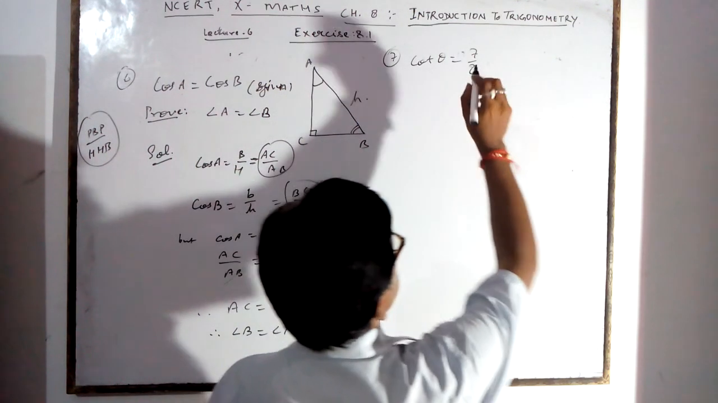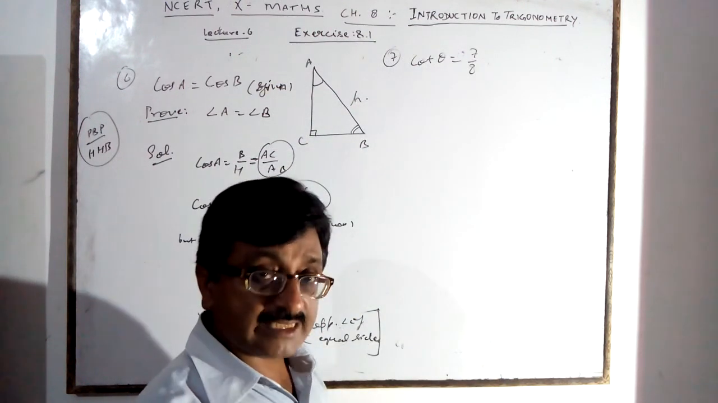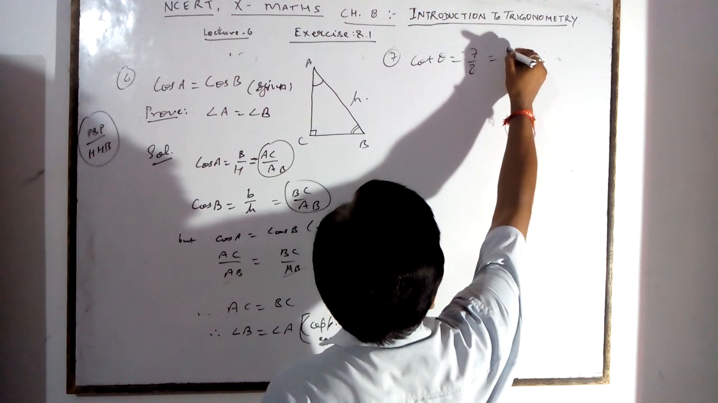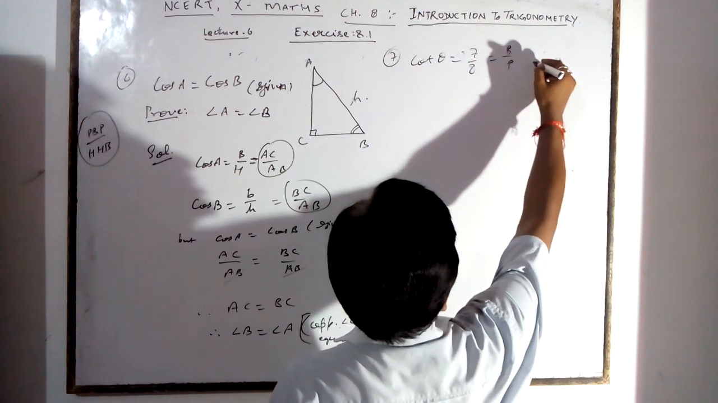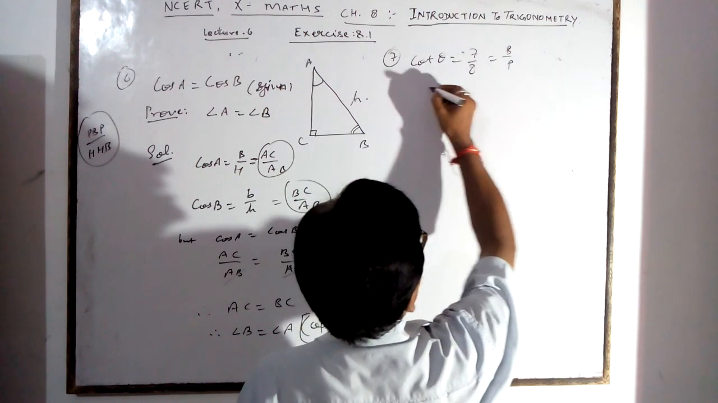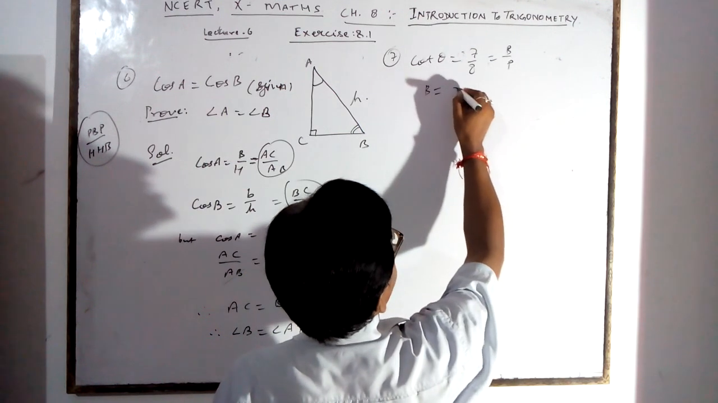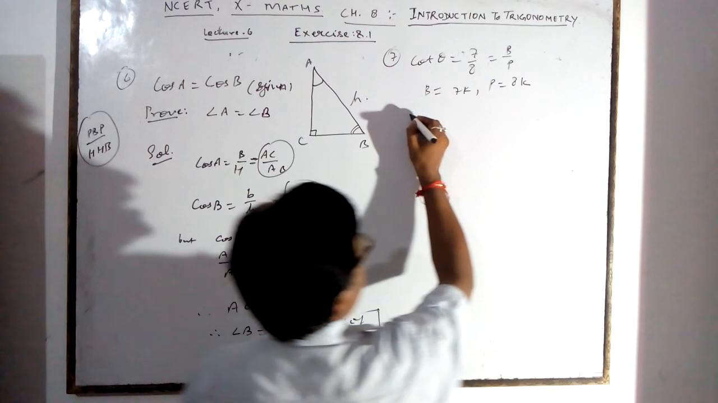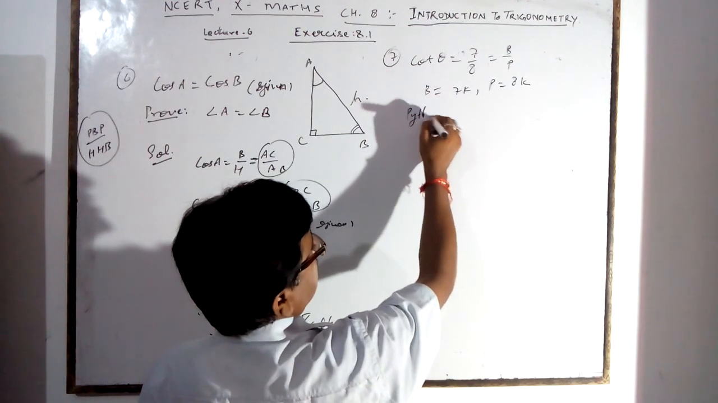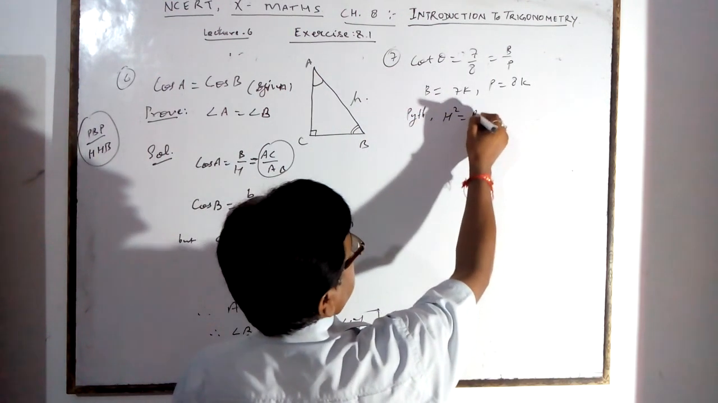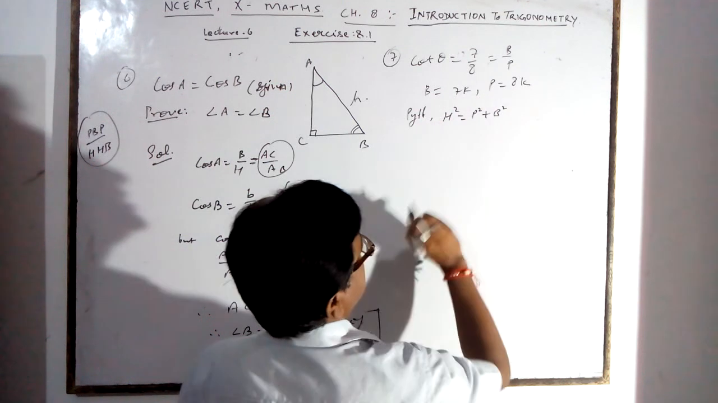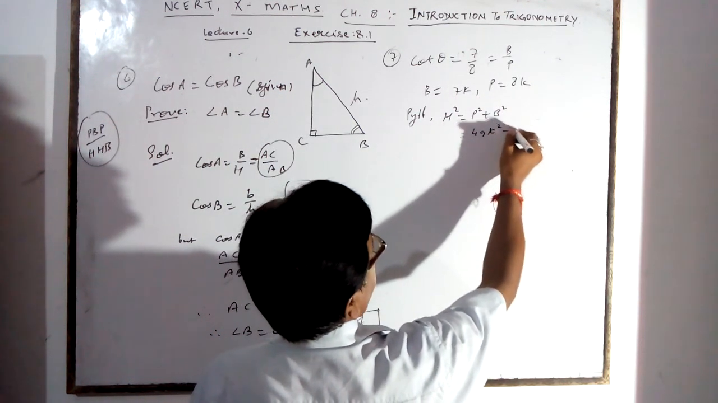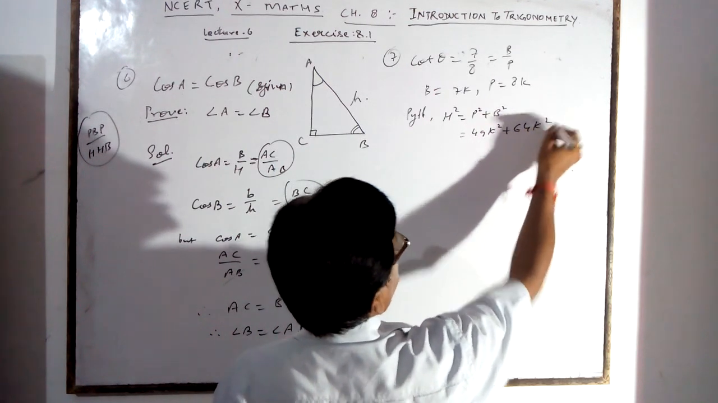First of all, very simple. Cot theta is given, sin and cos you want, so you take that. What is this? It is B upon P. So by this, base is equal to 7k and perpendicular is equal to 8k. Apply Pythagoras. Find out h. H square is equal to P square plus B square, that is 49k square plus 64k square.